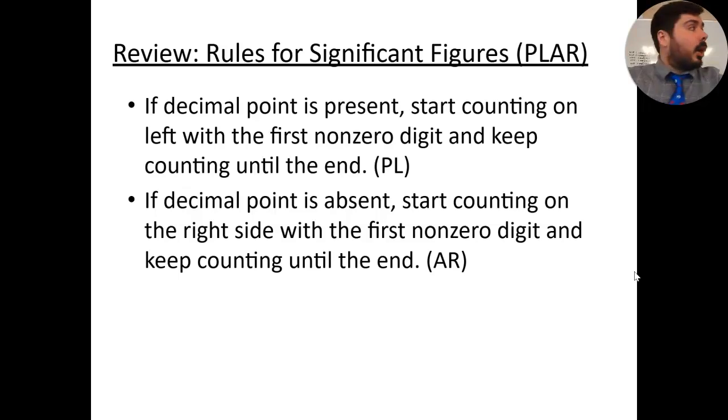Here's the PLAR method, if we remember this one. PL meaning present left. If a decimal point is present in the number, start counting on the left-hand side with the first non-zero digit and then keep counting every digit until the end. Present left, PL. And then of course there's the absent right, the AR, which is the right-hand side. If a decimal point is absent, start counting on the right-hand side with the first non-zero digit and then keep counting until the end. So from the right going to the left is AR. From the left going to the right is PL. PLAR.